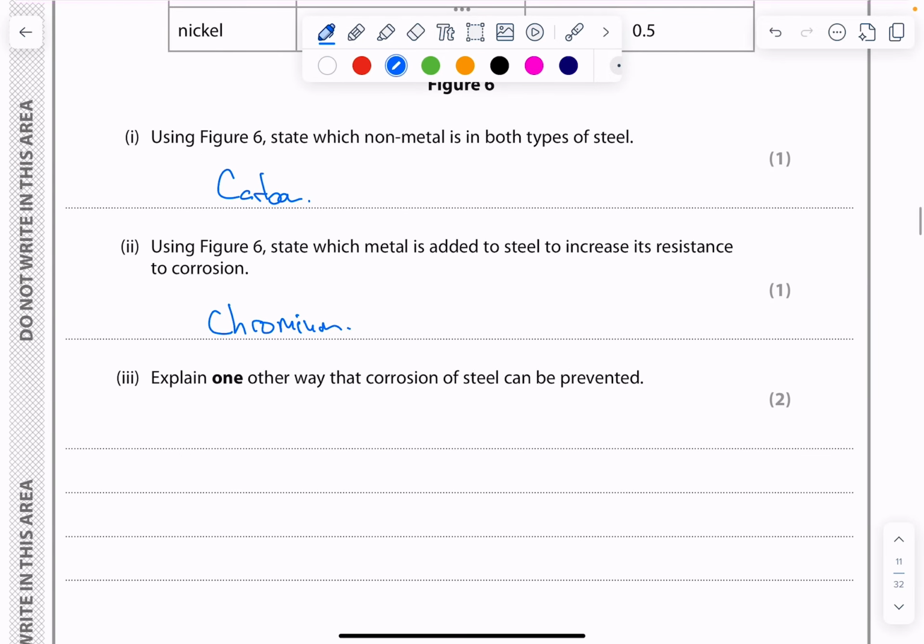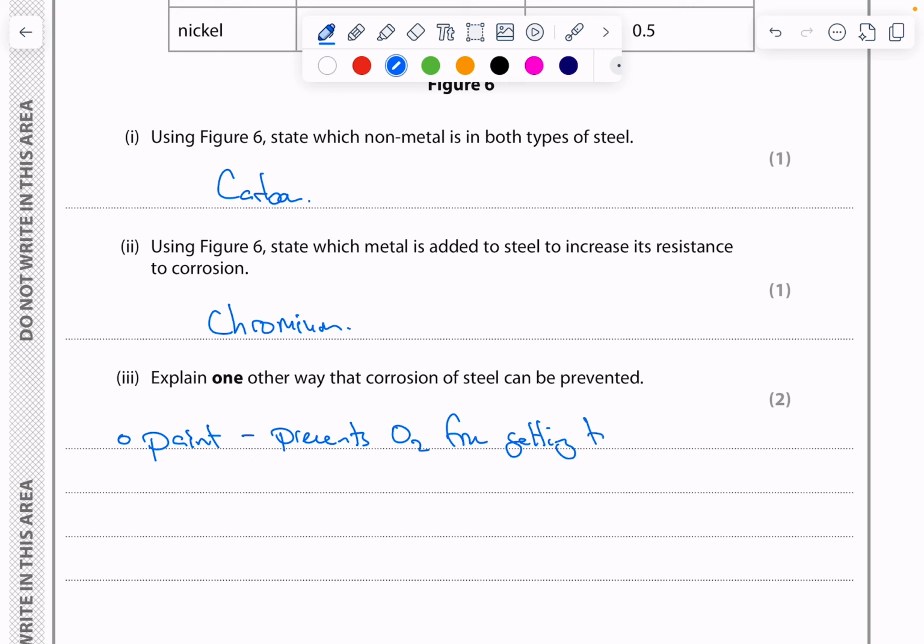Explain one other way that corrosion steel can be prevented. So here there's a variety of options. You could say you can paint it, and that protects it because it prevents oxygen from getting to the surface. So one is painting it.